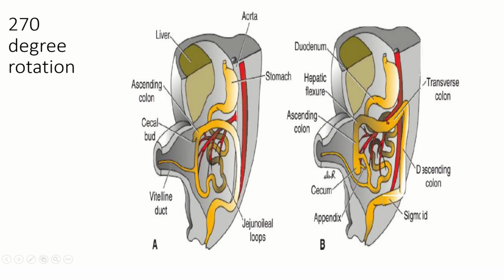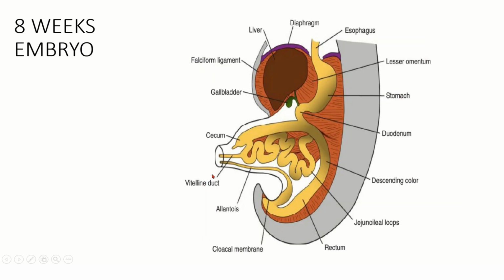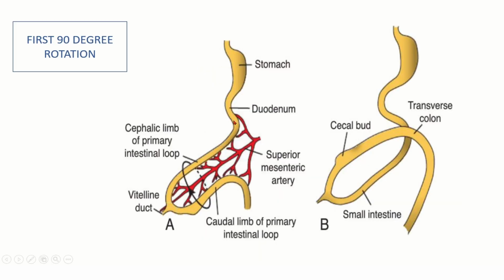And here you can see the duodenum is behind the superior mesenteric artery, whereas the transverse colon is anterior to the superior mesenteric artery. This is the normal position. And while this entire process of physiological herniation is happening, you can see at this particular part there will be a superior retention band, and here there will be an inferior retention band.